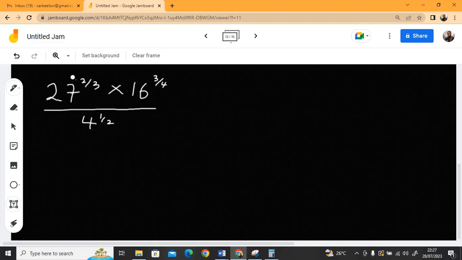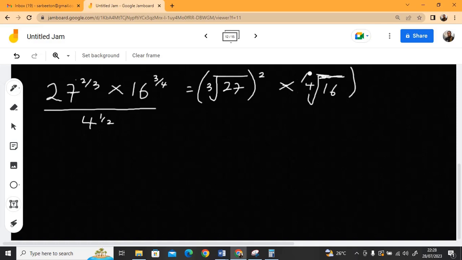Now, you know this thing will become cube root, right? So this is what we have. We have cube root, you have 3 here, 27, then raised to the power 2 here. The other one also, you have fourth root of 16 raised to the power 3. This is how you just do mathematics. Once you understand the logic behind it, then it will be easier for you.